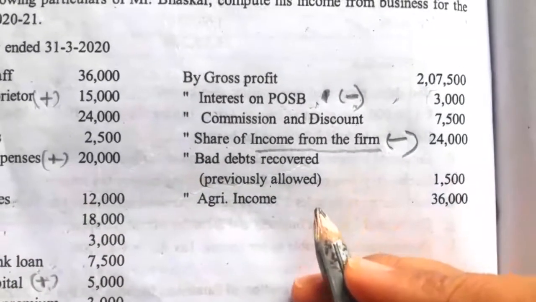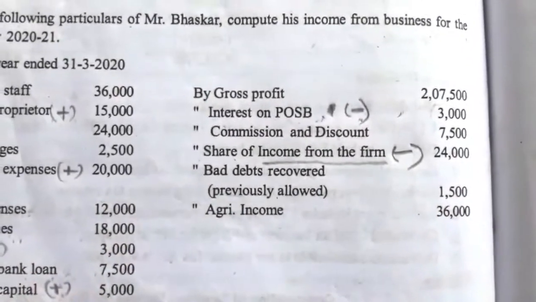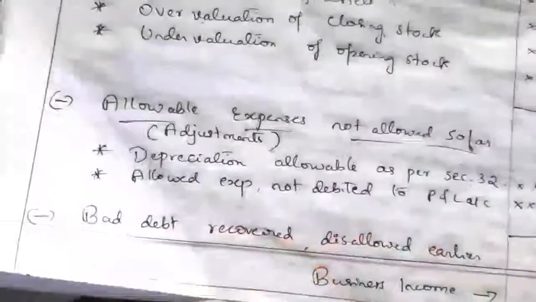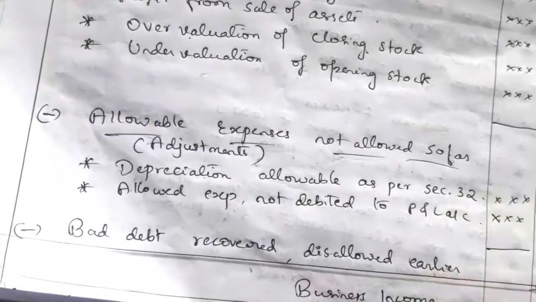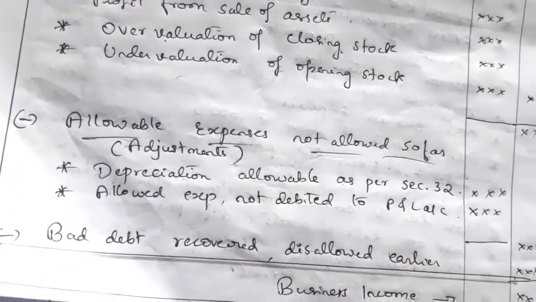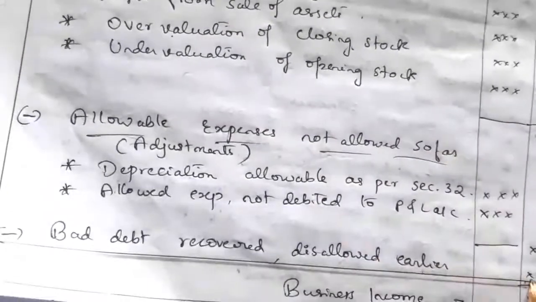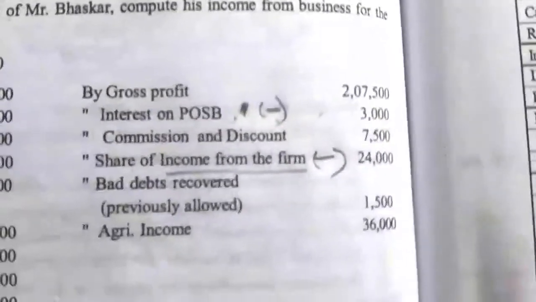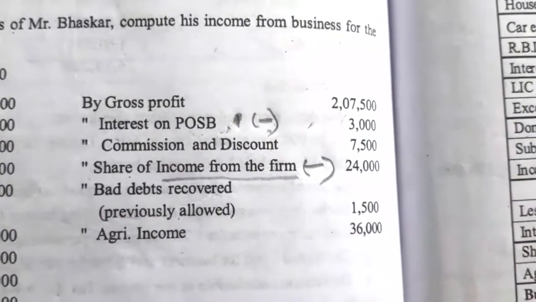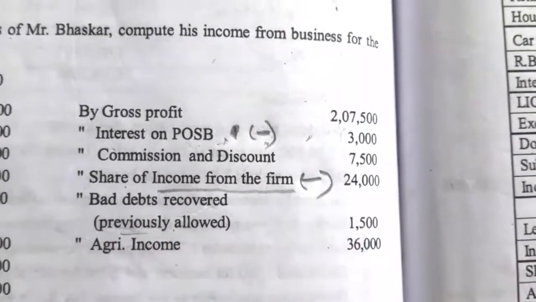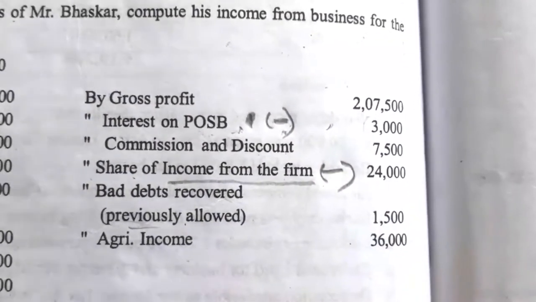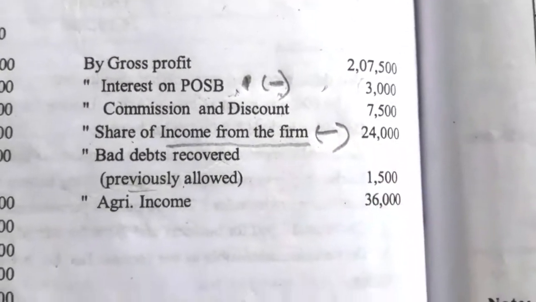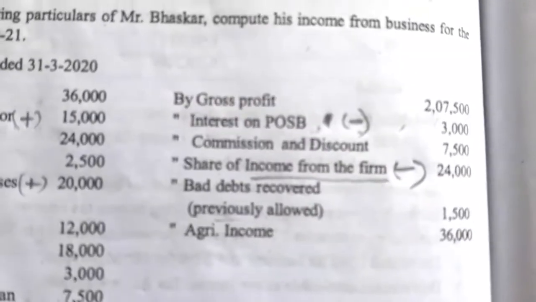Next, bad debt recovered previously allowed. In the format I have given, bad debt recovered disallowed earlier, we have to deduct. If it is disallowed earlier, then we have to deduct. But this is bad debt recovered previously allowed, which means allowed earlier to the business. It should not be deducted from the net profit.